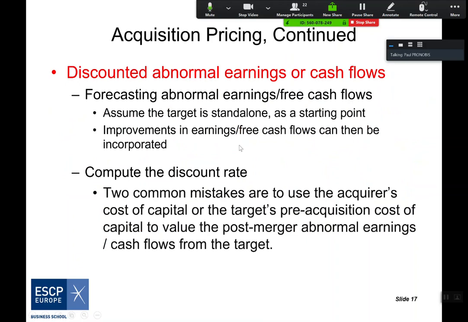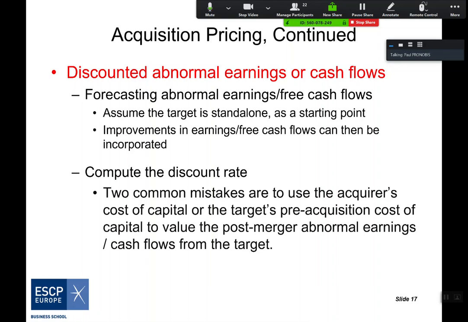Okay, so multiples are one way you could analyze the acquisition price against the benchmark. An alternative approach would be to use either a discounted cash flow model or a discounted abnormal earnings model or residual earnings model.